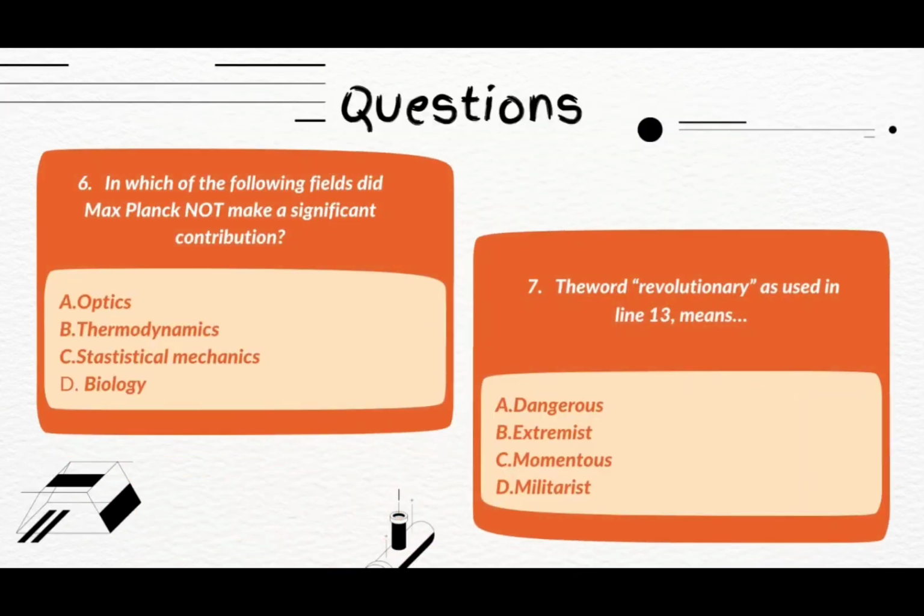6. In which of the following fields did Max Planck not make a significant contribution? A. Optics. B. Thermodynamics. C. Statistical mechanics. D. Biology. 7. The word revolutionary, as used in line 13, means A. Dangerous. B. Extremist. C. Momentous. D. Militarist.